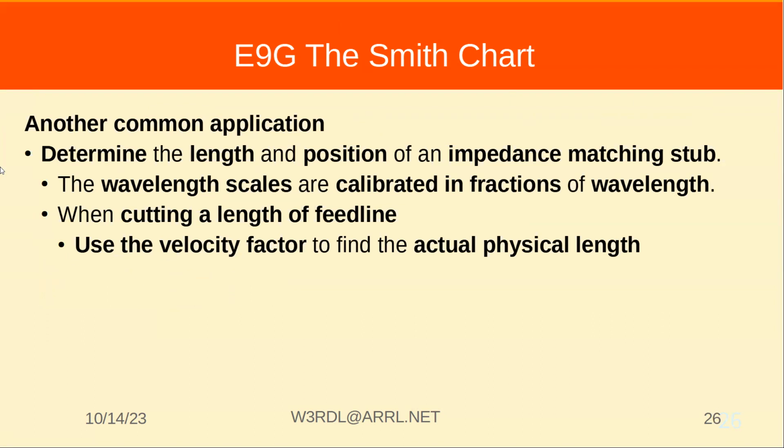Another application is figuring out length and position of a matching stub. The wavelength scales, which they don't show on their chart, are calibrated in fractions of a wavelength. Like I said, halfway around the circle is a quarter wavelength, all the way around is a half wavelength. And they also use the direction, whether you go clockwise or counterclockwise. So when you figure out what the length of your stub is going to be, then you have to multiply it by the velocity factor to find out the physical length of it.